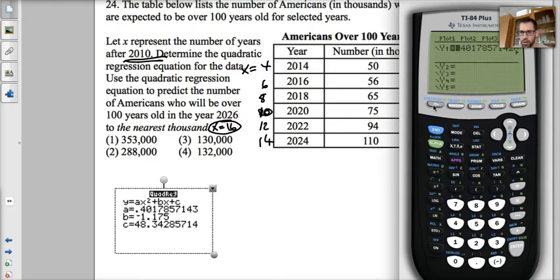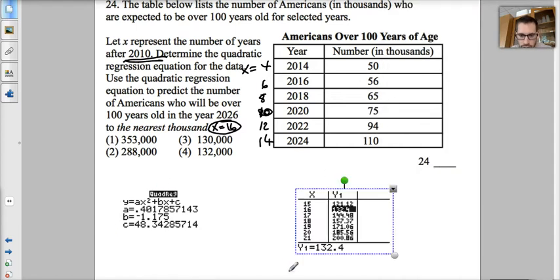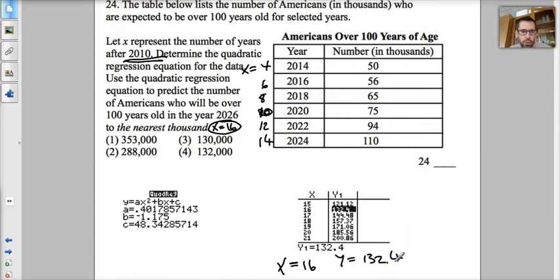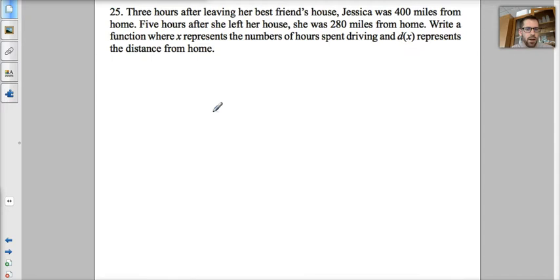All right, so now if I go to y1, you'll see they put it in there already for me, and I can check my table. So in 2026, so when x equals 16, this is the point I care about. This is my point of interest. So when x equals 16, y equals 132.4. So 132.4 thousand, I believe, because it says this is the number in thousands. Yep, 132,000. All right, 25. On to the free response section now, guys.